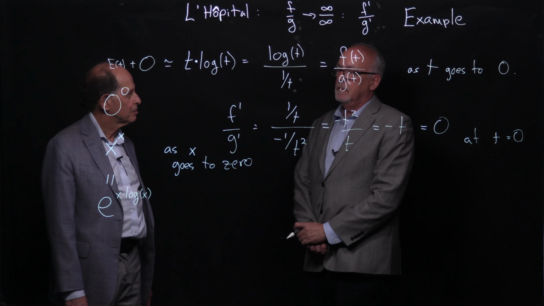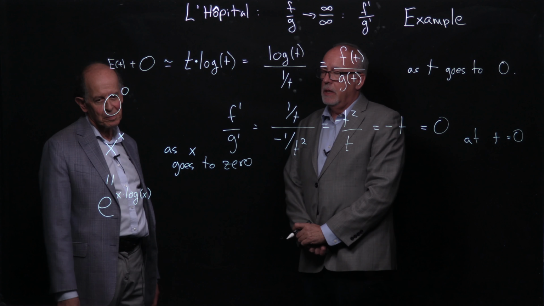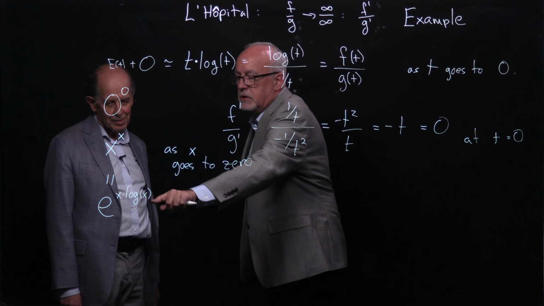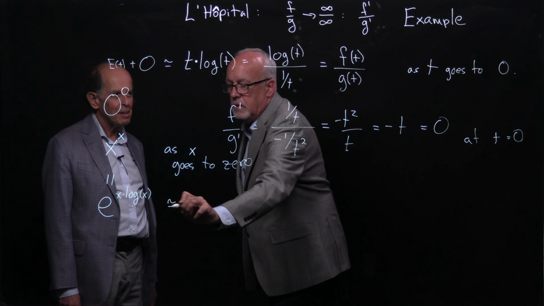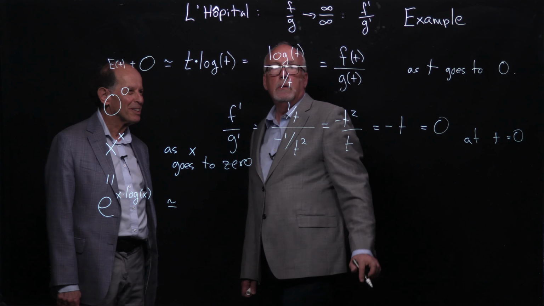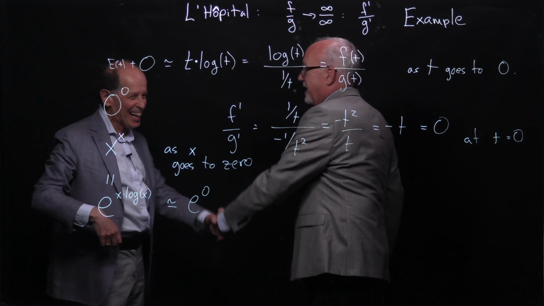That's by the power rule. So now what happens as x gets close to 0? What does this get close to? Well, we just did it. We got 0. So this gets e to the 0. And what is e to the 0? 1. I win. You win!